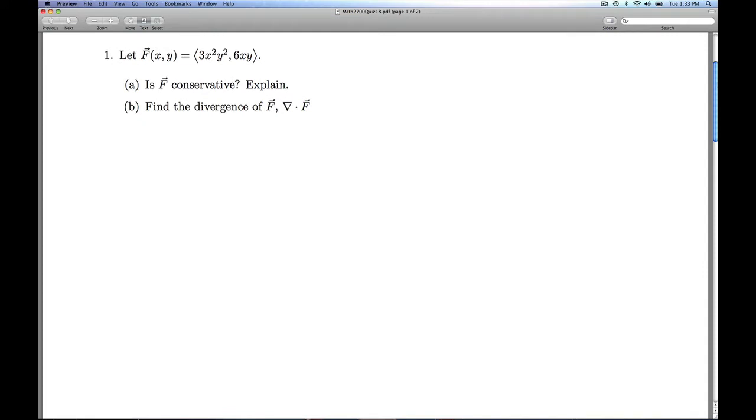Number 1, we're given a two-dimensional vector field. And part A asks if f is conservative. And so we have this little theorem that we're going to use.